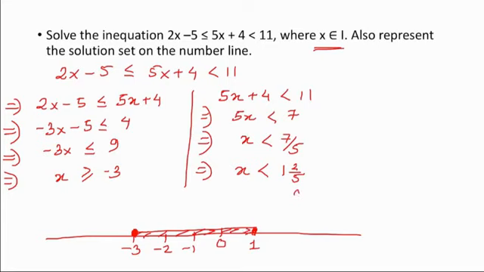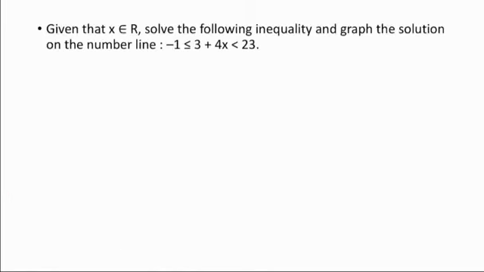So these are the integer values x can take, and we can write the solution set as -3, -2, -1, 0, and 1. So these are the solution set. This is the solution set for the given inequality. I hope this question is also clear to you, and with this we move on to our next question.